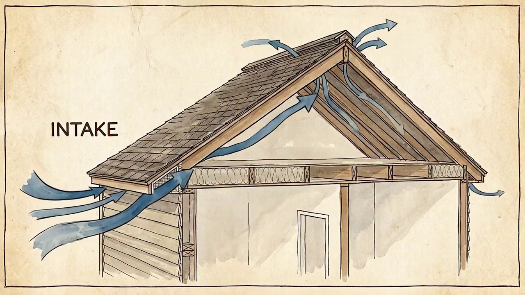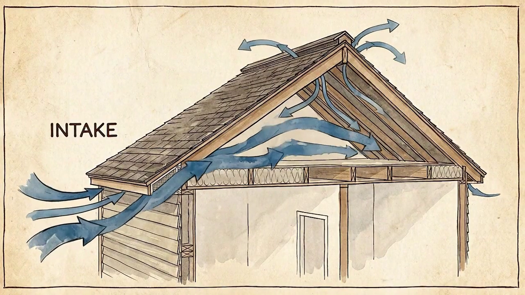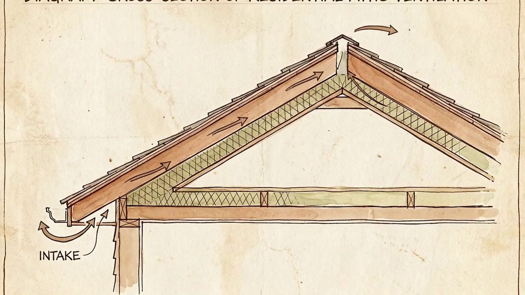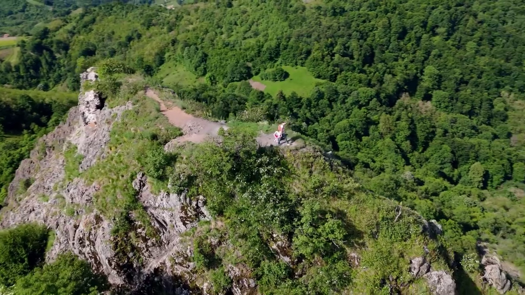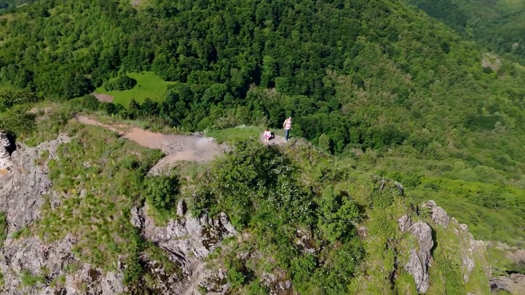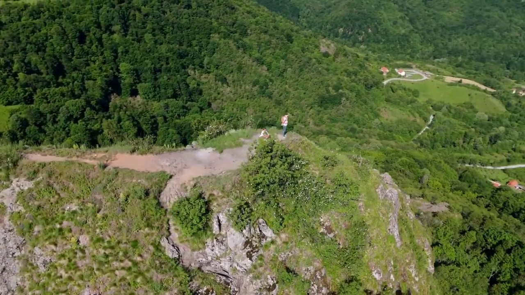Some building scientists prefer a slight excess on the intake side, up to 60% intake and 40% exhaust, to ensure positive pressure keeps moisture out of the ridge cap during rain events.